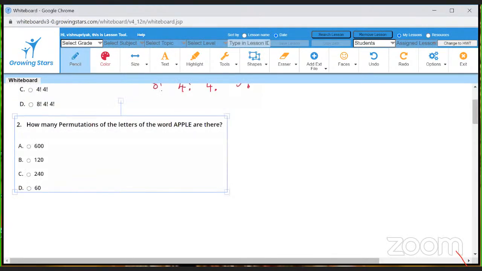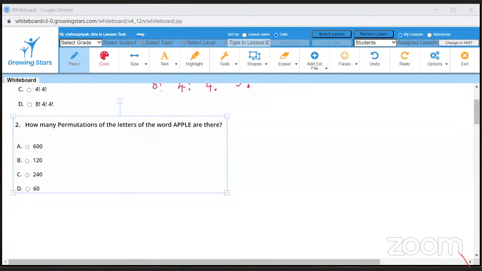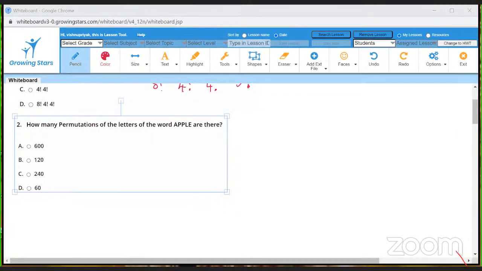This question asks how many permutations of the letters of the word apple there are. If you take this word apple and arrange the letters, shuffle them, in how many ways can you do it? Of course, you will not get meaningful words.